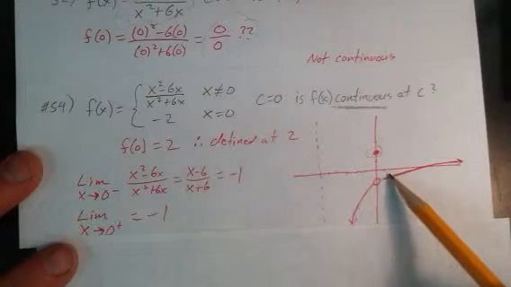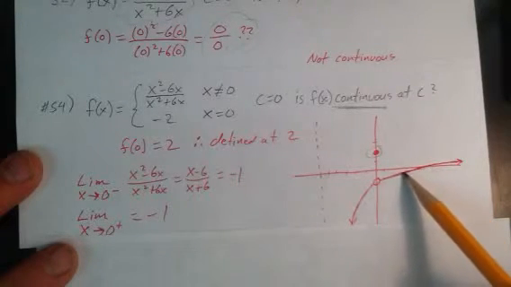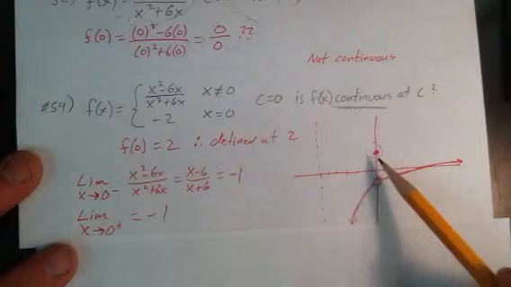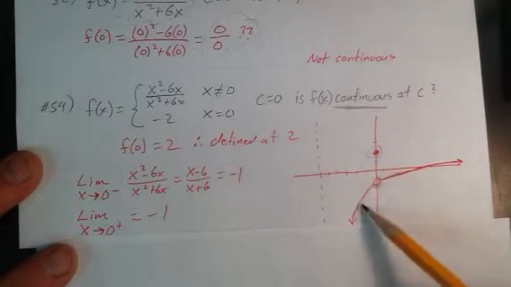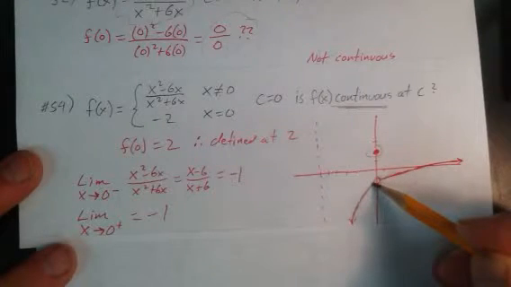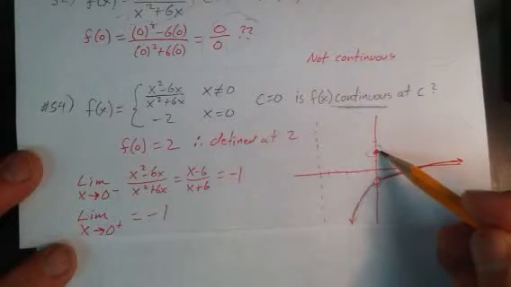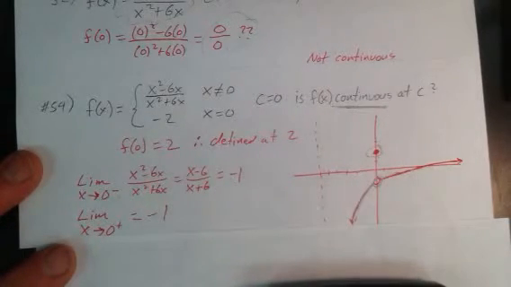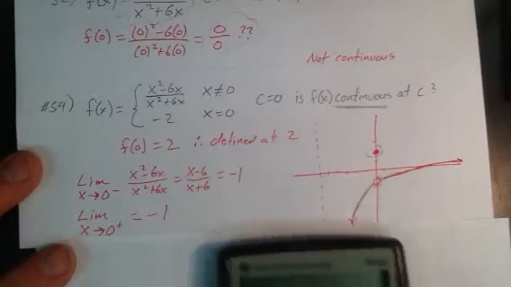If I graph this thing, here's that function. There's my hole that we found out in the previous problem. So it's defined at x equals 0, but it's not continuous at x equals 0 because I have to pick my pencil up and go to here. When we do this, our calculator can be our friend, but it can also lead us in the wrong direction. Let's take a look at this graph.